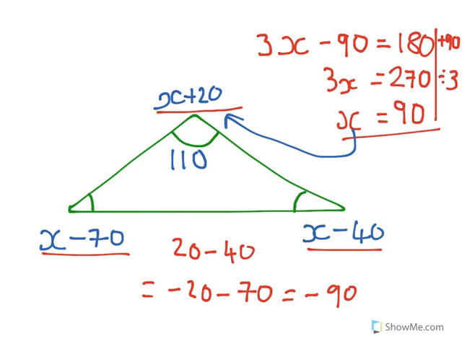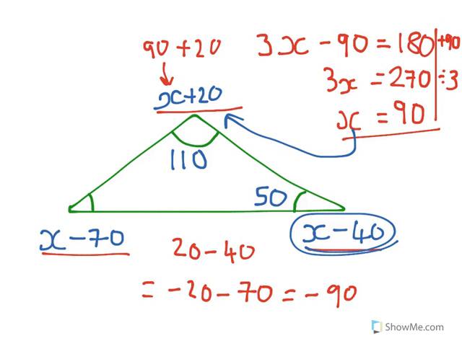Just to show you how I did that, I know that the x is now worth 90, and then I add the 20 because it tells me to. 90 plus 20 is 110. See if you can do the other two whilst I'm doing this. Let's do this one over here now. So now it's x, which I know is 90, take away 40. So 90 take away 40 leaves me with 50. And this one is 90 take away 70, which is quite a small angle, 20. If you just check, they all add up to 180, and they do.